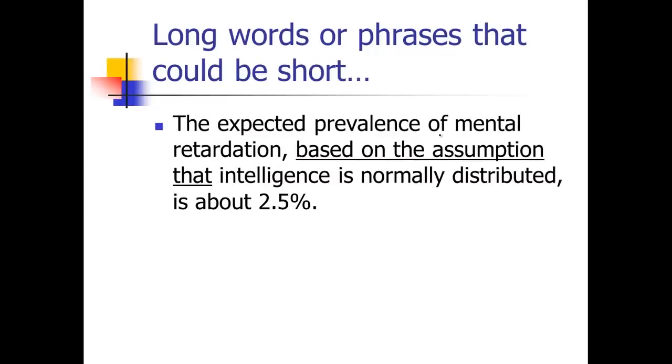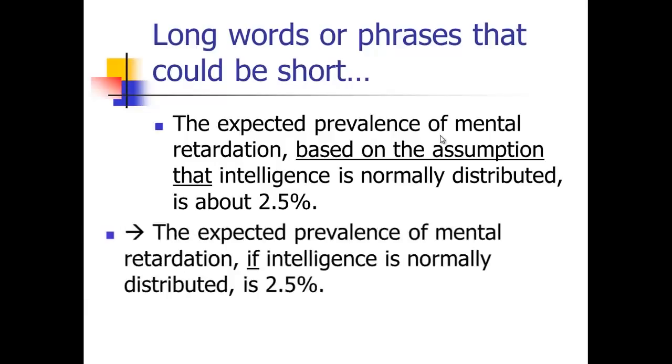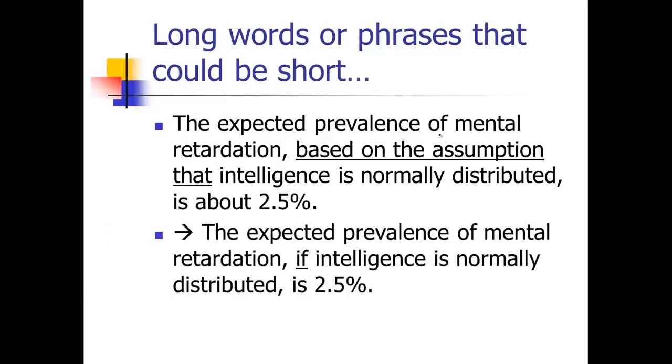So here's an example of a sentence that's got a bit of a wordy phrase in it. The expected prevalence of mental retardation based on the assumption that intelligence is normally distributed is about 2.5%. So, based on the assumption that, what's a short way to say that? Well, how about just if: the expected prevalence of mental retardation, if intelligence is normally distributed, is 2.5%.